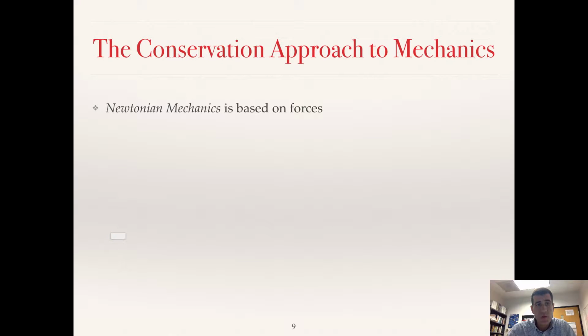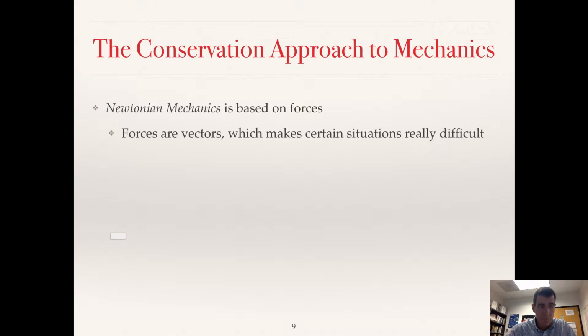So up to this point, we've been looking at Newtonian mechanics, right? And as you know, Newtonian mechanics is based on forces. It all hinges on Newton's laws, in particular Newton's second law that says the net force is the mass times the acceleration. So it's all based on forces. Now, forces, as you're well aware, are vectors, which have a direction, which generally means that vectors are just harder to deal with. And in certain situations, vectors can be really, really hard, and Newtonian mechanics can be really hard.